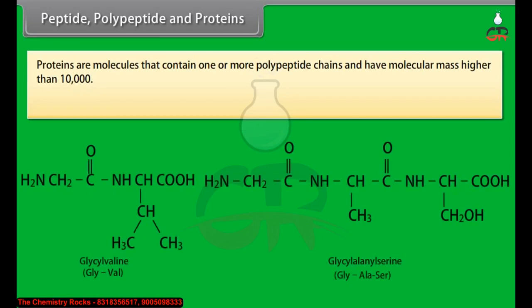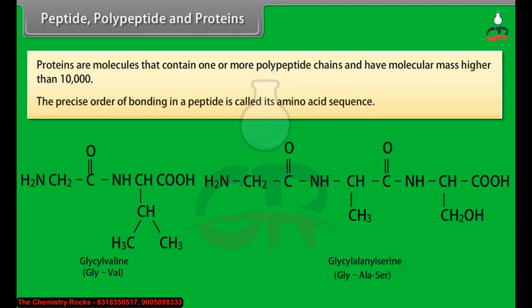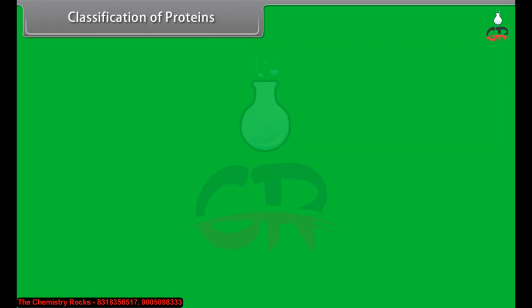Proteins are molecules that contain one or more polypeptide chains and have a molecular mass higher than 10,000. The precise order of bonding in a peptide is called its amino acid sequence. The amino acid sequence is specified by using 3-letter abbreviations for the respective amino acids, connected by hyphens.